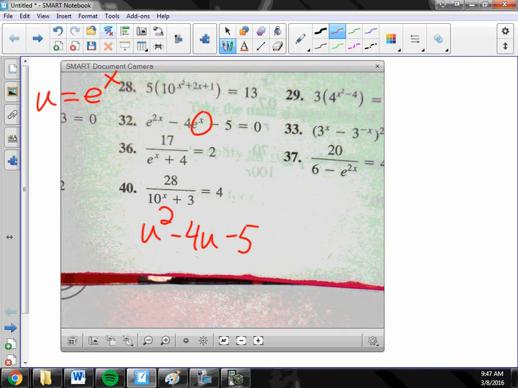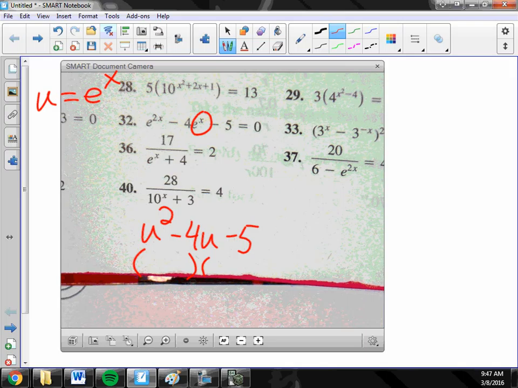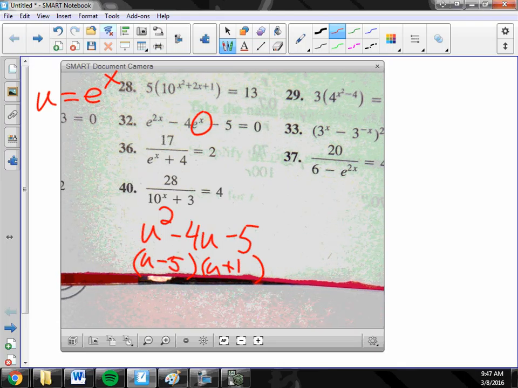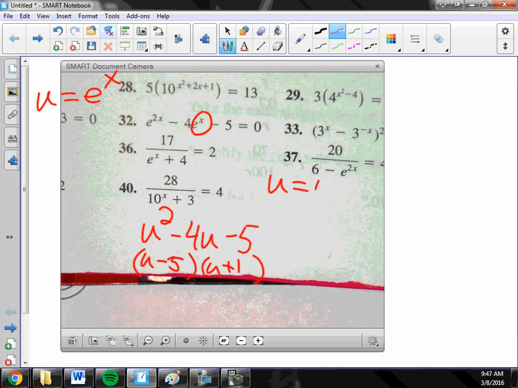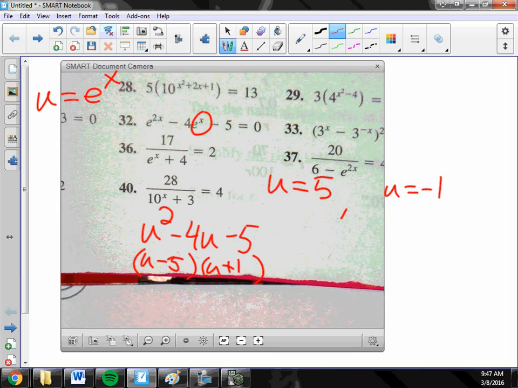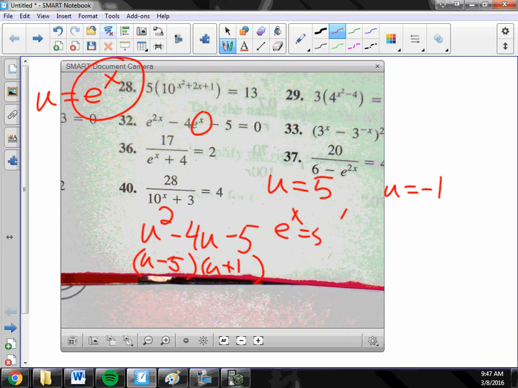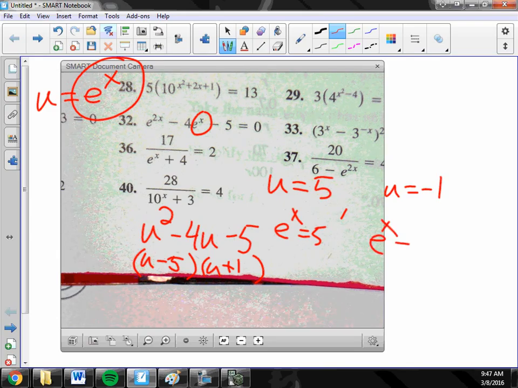So if I do u substitution, then how does this factor? U minus 5 and u plus 1. So u is either equal to 5 or u is equal to negative 1. But u is equivalent to e to the x. So that gives me e to the x equals 5 and e to the x equals negative 1.